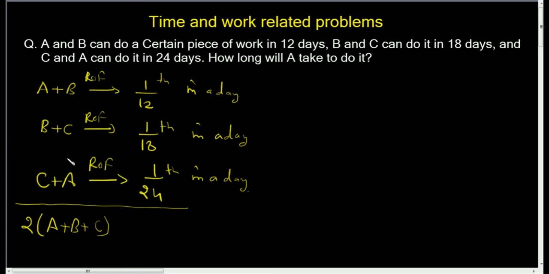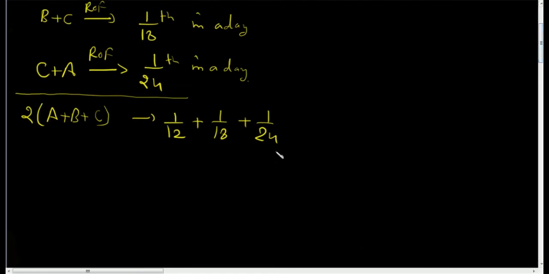because A, B and C are coming twice, and this will be 1 by 12 plus 1 by 18 plus 1 by 24. Okay, so if we take the LCM, it is 72. So this will be 6 plus 4 plus 3, right? So this is 13 by 72. But this is not A's one day work. This is twice of A plus B plus C's one day work.